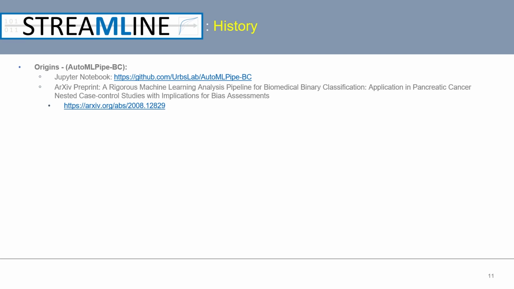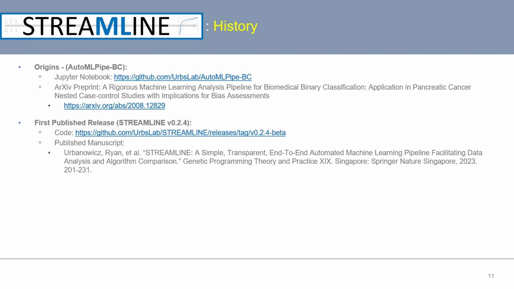As a brief note on the history of Streamline, it originated with an implementation called AutoML Pipe BC, which was a simple and pre-configured pipeline setup in a Jupyter notebook. You can view an early preprint applying this notebook to a study of pancreatic cancer at the following archive link. The first published release of Streamline, version 0.2.4, can be obtained at the following link and pairs with this manuscript published in 2023. This manuscript can also be viewed as a preprint at this link on archive.